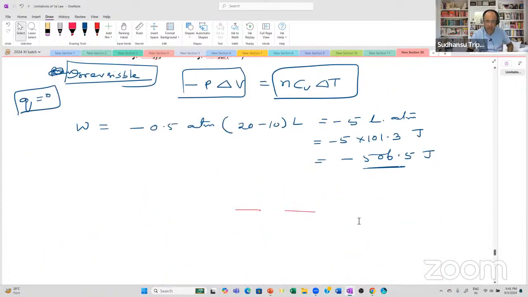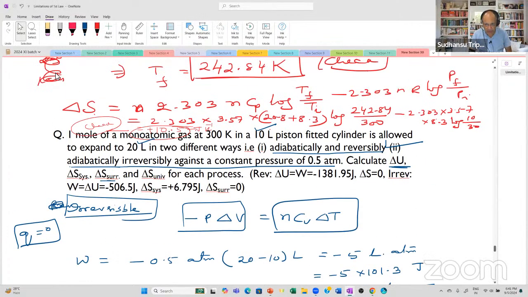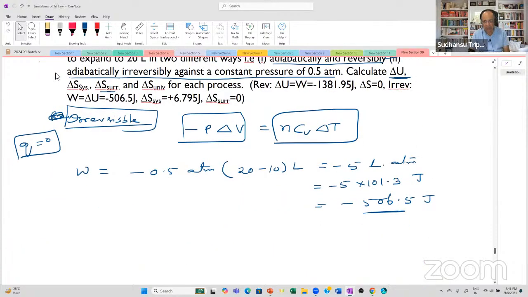Okay, then we have found out delta U for the irreversible process, and you have to find out the delta S system. So tell me what expression you have to use for delta S system.